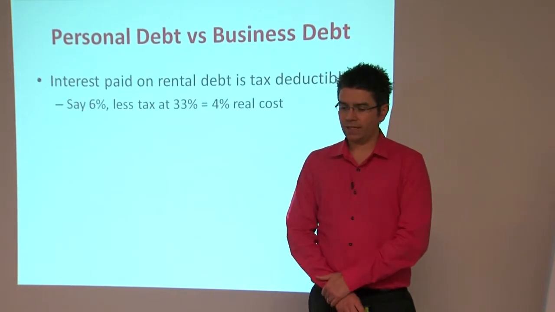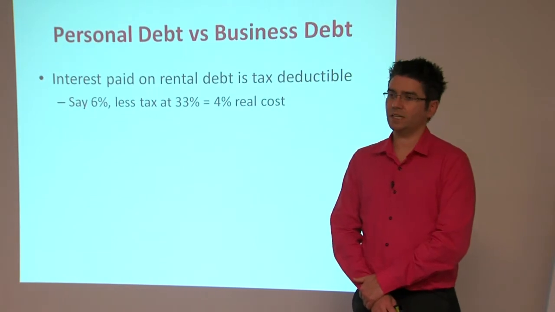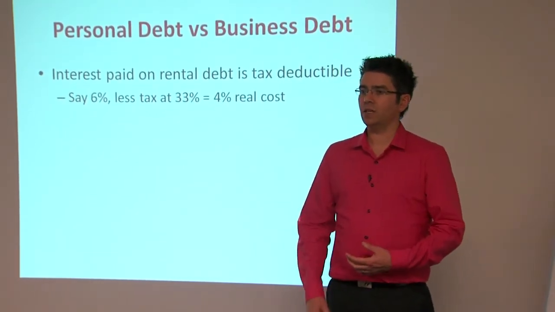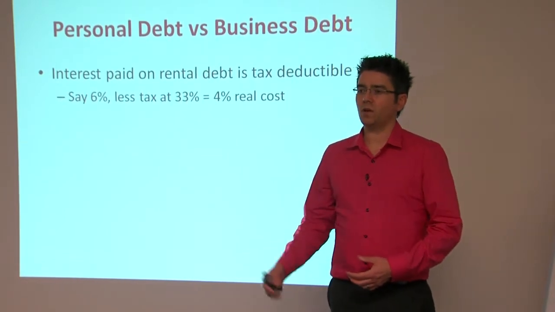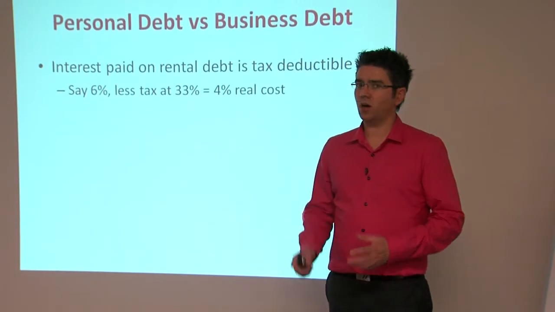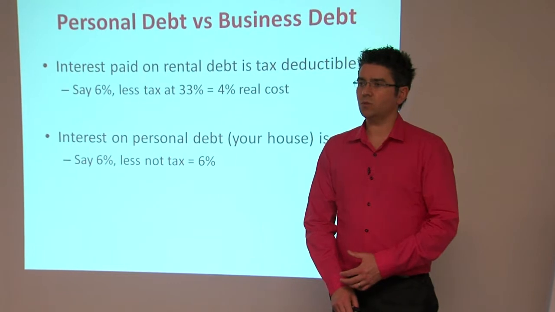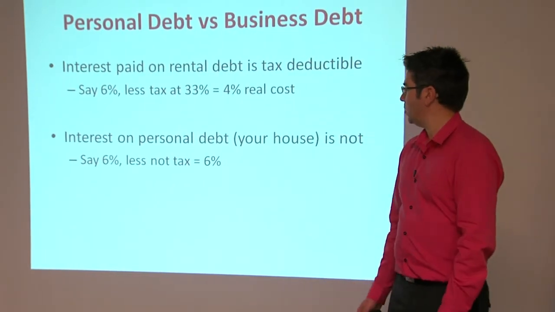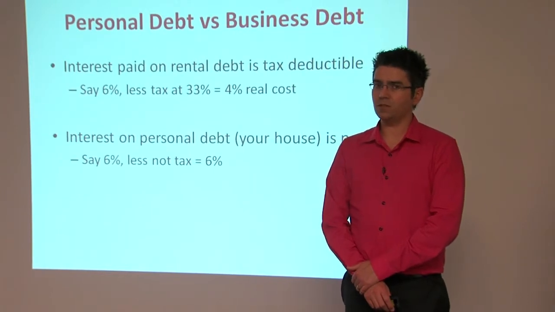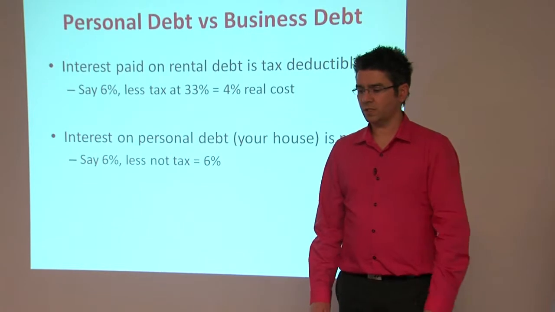So the first part is if you've got interest on a rental or business, that debt's going to be tax deductible. So if you're paying, say, 6% to the bank, you're then normally going to get a tax deduction of about 33%, meaning that it's really costing you 4% overall. If you've got an interest on a personal debt, especially your personal home, that's also going to be around 6% normally, but there is no tax deductions at all for that.